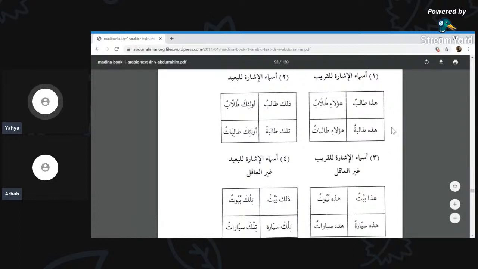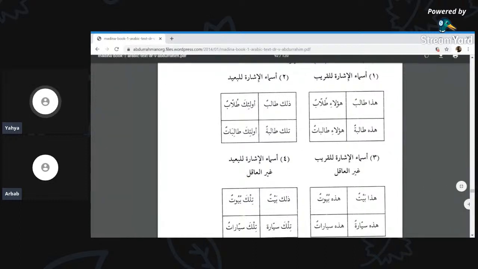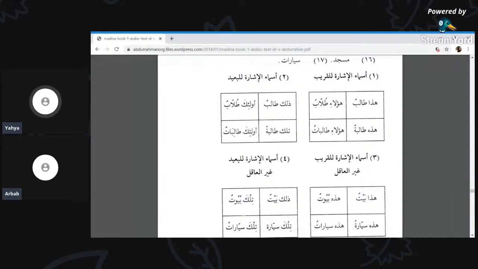Here you can see box number 1, asma al-isharati lil-qarib. So we've used hada and hadihi. And then we've used haula'i for both masculine and feminine. Is that clear, brother? Those are all for lil qarib, for close by. Box number 2, asma al-isharati lil ba'id. Here we have dhalika and tilka. This is for ba'id, for far away. Dhalika for masculine, tilka for feminine. And then we have ula'ika for both masculine and feminine.